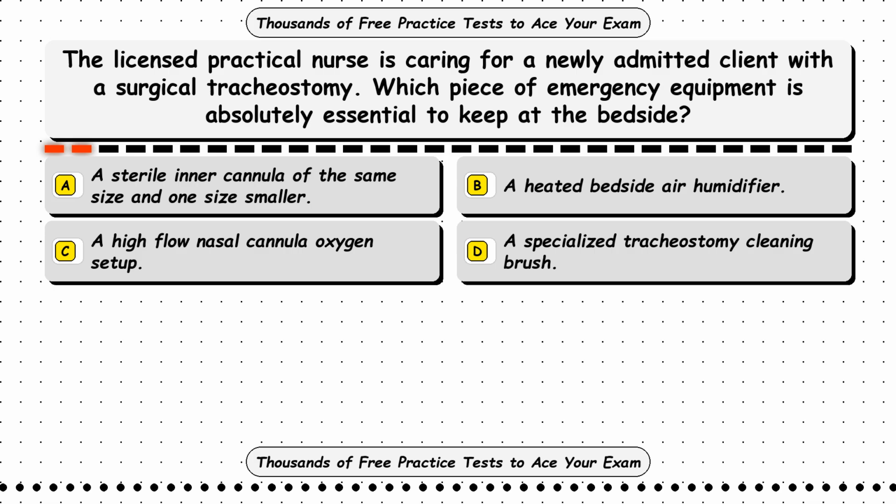Question 105. The licensed practical nurse is caring for a newly admitted client with a surgical tracheostomy. Which piece of emergency equipment is absolutely essential to keep at the bedside? Option A, a sterile inner cannula of the same size and one size smaller. Option B, a heated bedside air humidifier. Option C, a high-flow nasal cannula oxygen setup. Option D, a specialized tracheostomy cleaning brush.